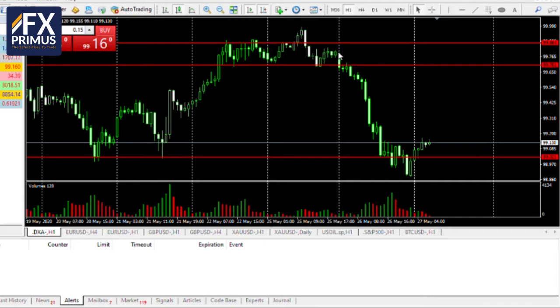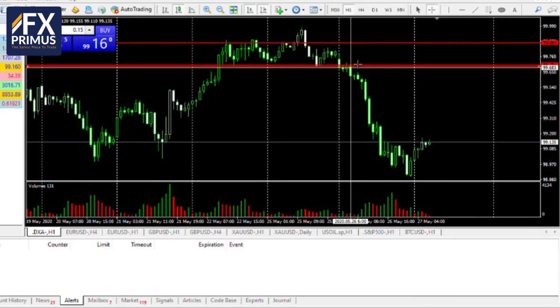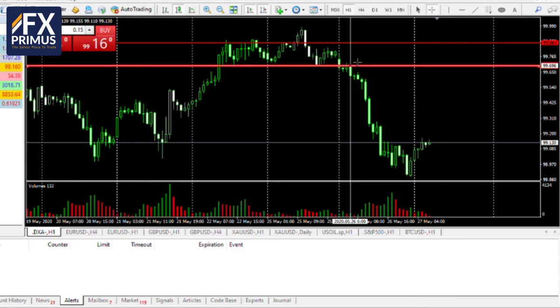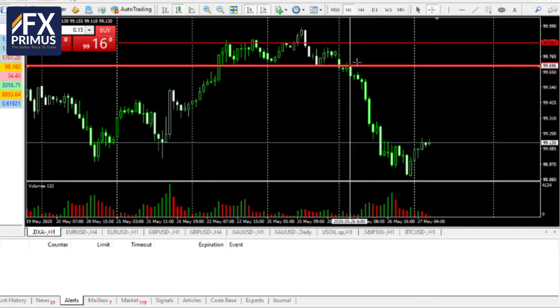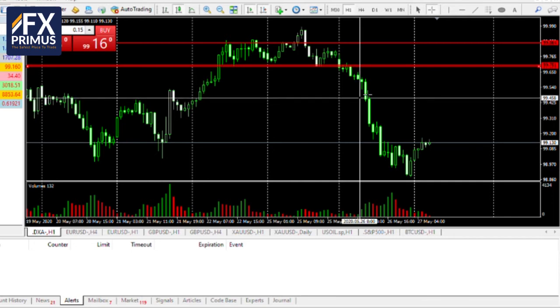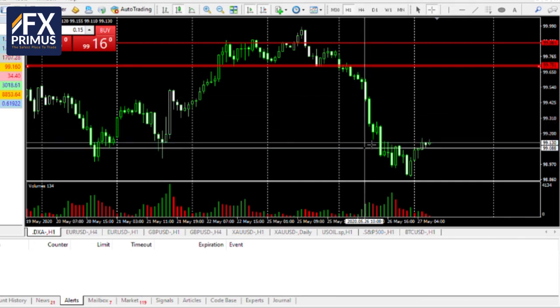So moving on to yesterday's events, we can see that the US dollar was weak throughout the whole day, coming down from a high of 99.70 at about 6 plus 5, 11 a.m. in the morning, Singapore time, and it came all the way down, including the afternoon session, which was at about this candle here, 10 plus 5, 15.